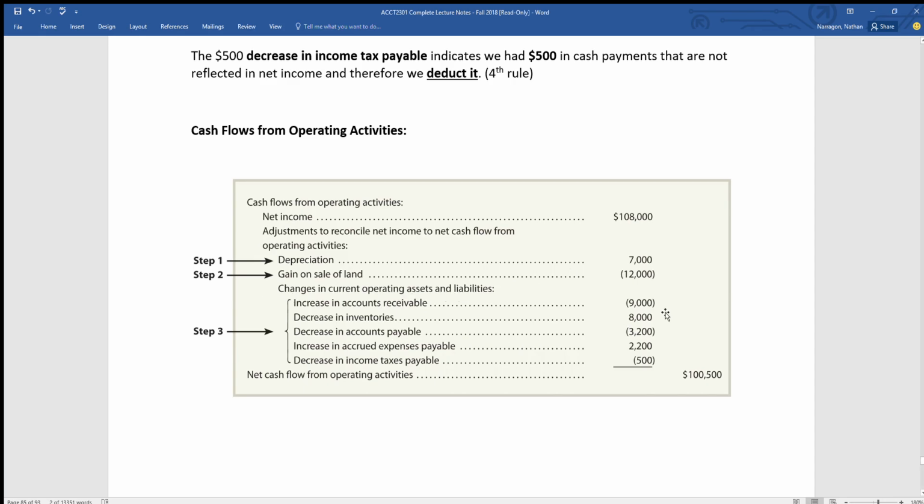So increasing accounts receivable, again sending out bills but no cash yet, we have to deduct. Inventory, that was expensed in this current period but we've already paid for, we must add back. Decreases in accounts payable, okay, again doesn't affect the net income, so we must subtract. Increases in accrued payable, we're basically recognizing the expense but no cash has actually been paid out, so we must add that back in. And any decreases in tax payable, just the same thing as accounts payable. Okay?